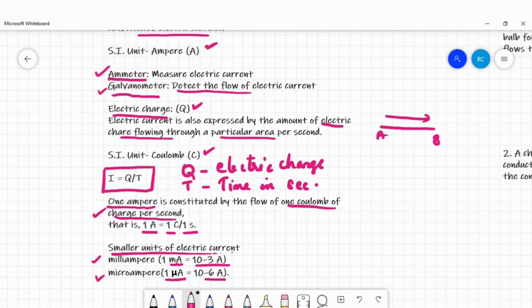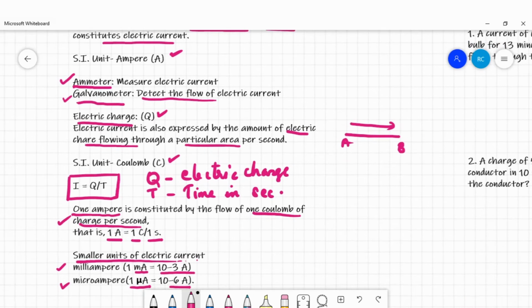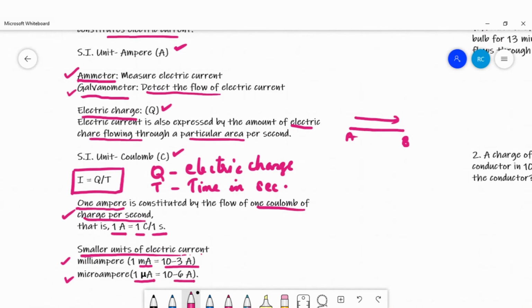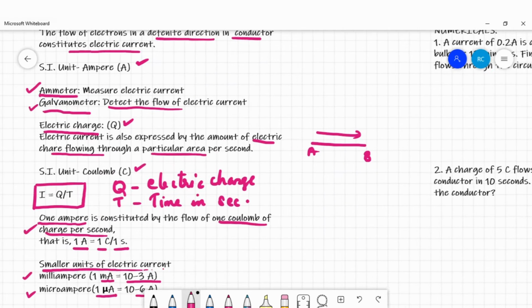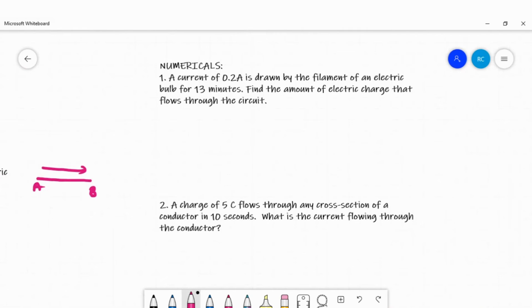Now let me show you some numericals. From this topic, you only need to study this equation, I is equal to Q by T. Based on this equation, we can solve two numericals. The first one is: a current of 0.2 ampere is drawn by the filament of an electric bulb for 13 minutes. Find the amount of electric charge that flows through the circuit.